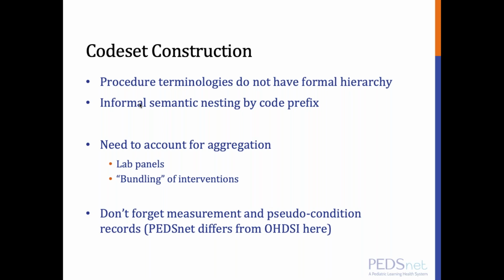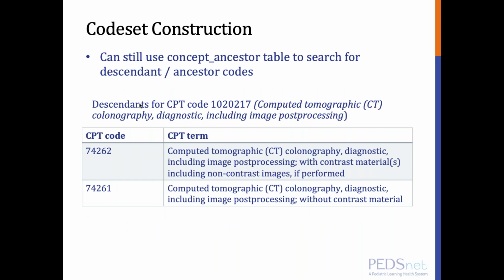But overall, the procedure occurrence table doesn't follow as explicit of a hierarchy, although you can use the concept ancestor table with it. Here's an example of that, where we're looking at one specific type of procedure, the computed tomographic colonography, and finding descendants associated with it. But again, we see that this is a very long textual description of the procedure that's being performed.